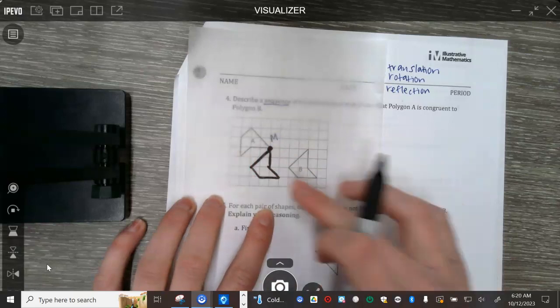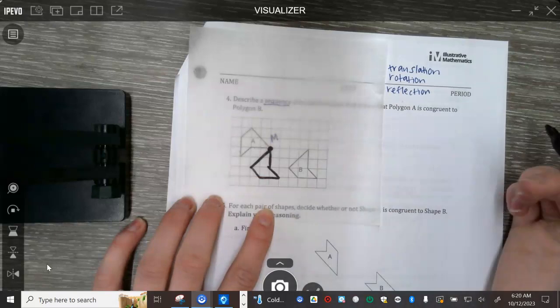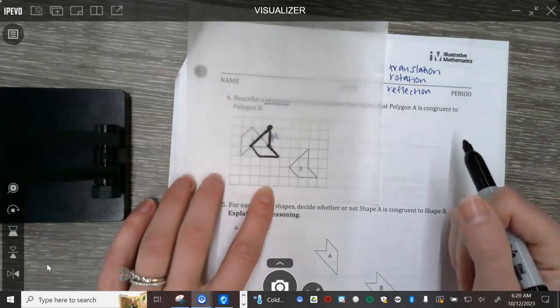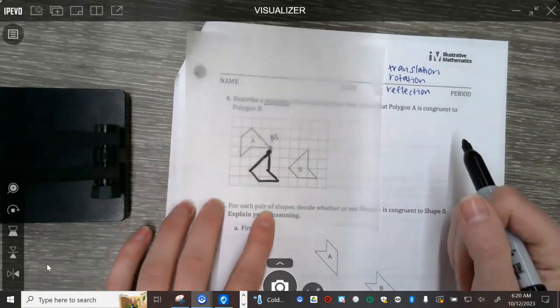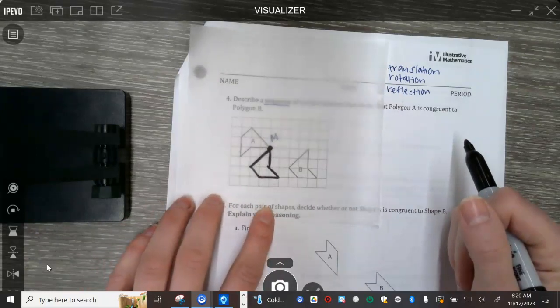Then I can figure out, well, how do I get from here to here? It's a slide. How much am I sliding by? Don't just tell me it's a translation. Tell me how many units you translated. Tell me which direction. Did you go up to? Did you go down to? Did you go right to? Did you go left to? How are you moving that shape?